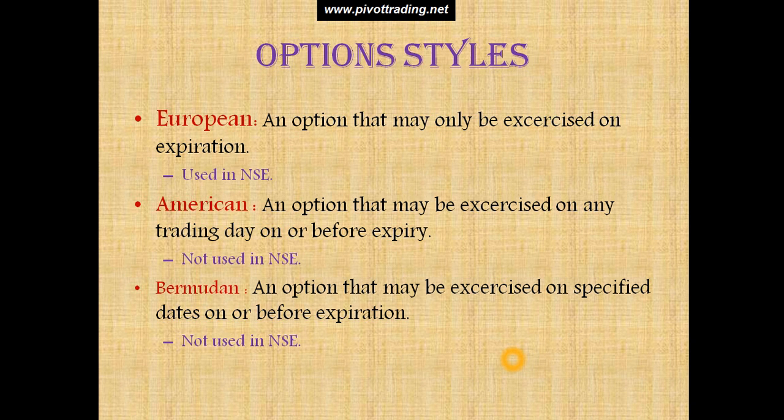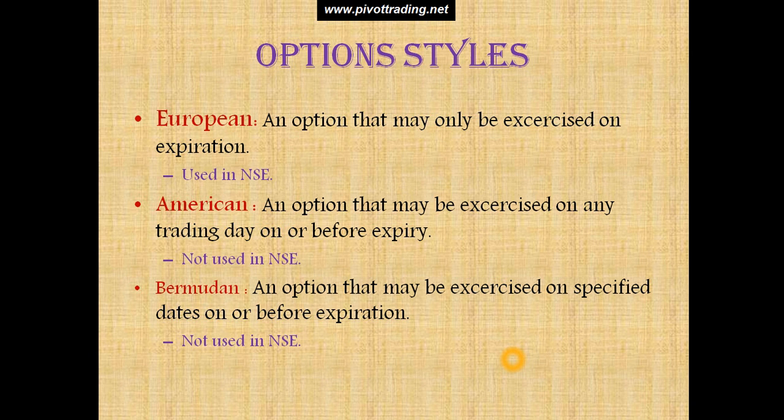So let's say today is 1st of January. You have told Mr. X that till 10th of January, I will sell you 100 shares of Reliance. And you have also defined that I will sell you the shares only on 5th of January and 7th of January, or on the last day, 10th of January. So you have defined the dates. This is called the Bermudan style of options.